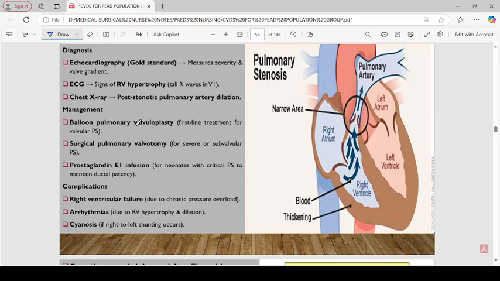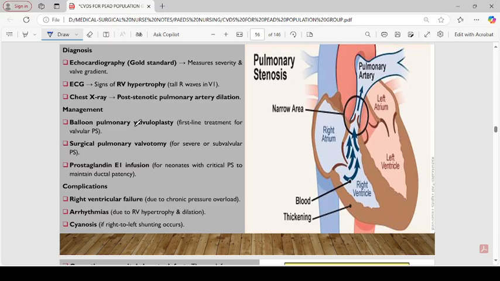In terms of diagnosis, we have echocardiography, which is the gold standard. This one measures severity and valve gradient. ECG may show signs of right ventricular hypertrophy, so we're going to have tall R waves in V1. Chest X-ray will show post-stenotic pulmonary artery dilatation.